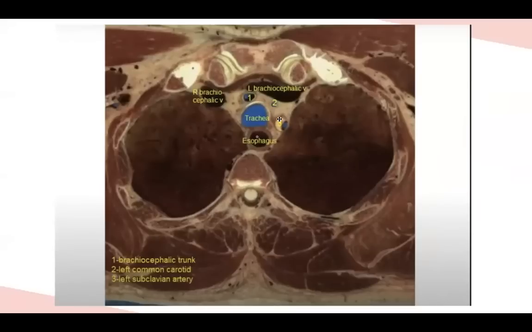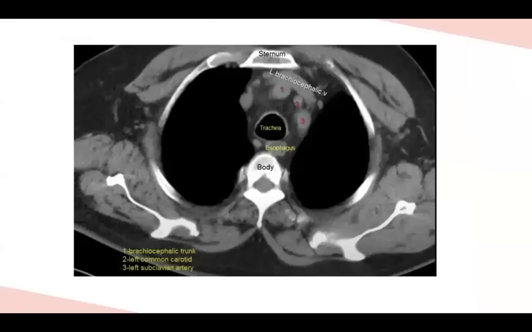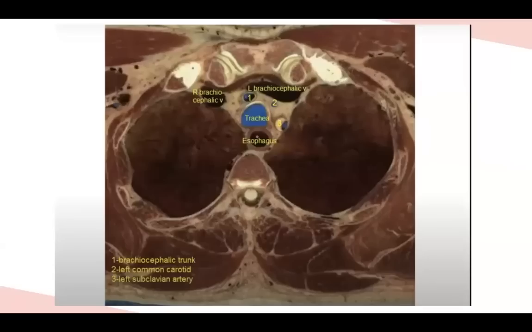Now, this level is T3. Again, we can see the trachea, so now we know we're above T4. And we can see the main branches and the main vessels, which we know are supposed to be at level T3. Okay. So that would be the superior mediastinum? Yes, because again, we're above T4. So we're still in the superior mediastinum.